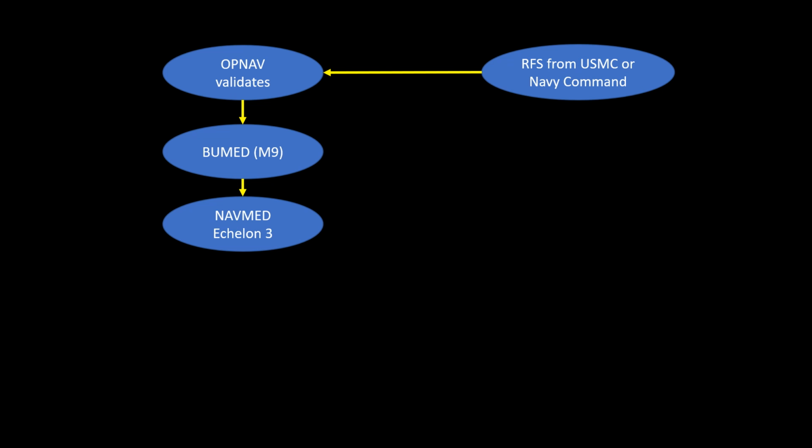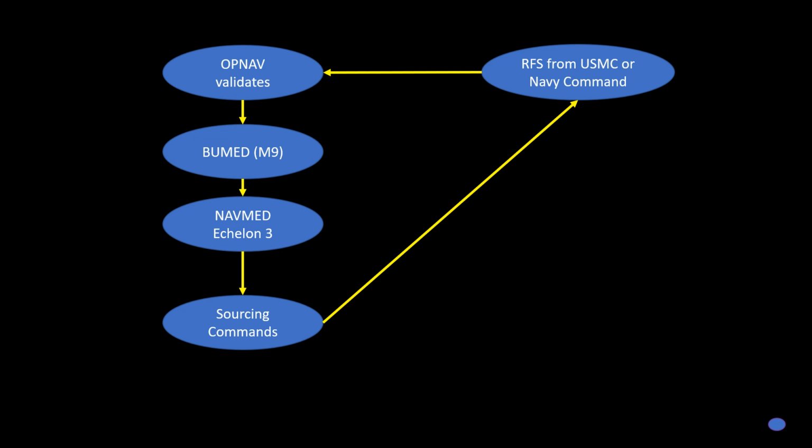So they're going to send it down, and remember the Echelon 3s, those are the regional commands. So they're going to send it down either to Navy Medicine West or Navy Medicine East. So the Echelon 3, the regional command, they're going to send it down to one of their sourcing commands, to one of the hospitals more than likely that works for them. The sourcing command is going to fill that need. They're going to give up that body to go fill that request for support or that request for forces, and that person's going to end up getting deployed with that unit.